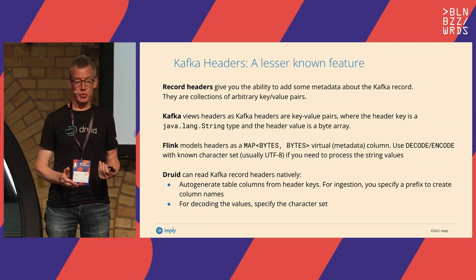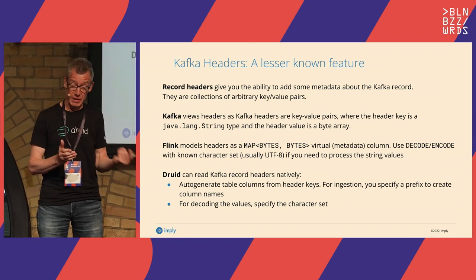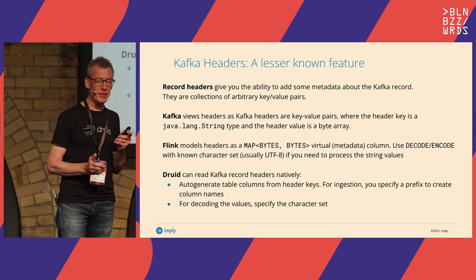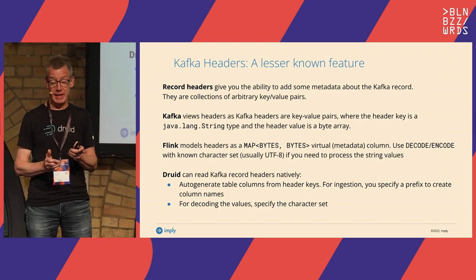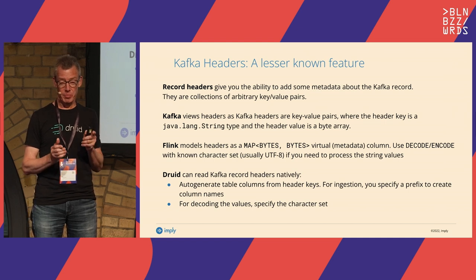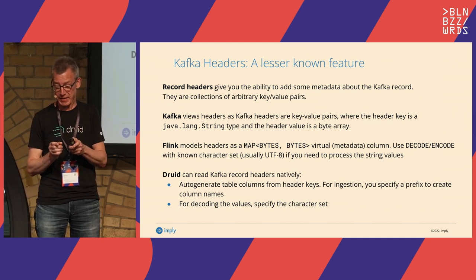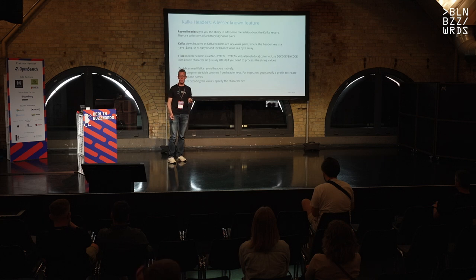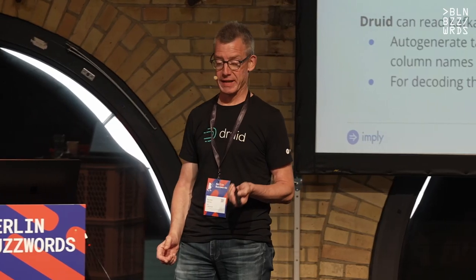It turns out you can supply your own headers. They are key value pairs, basically just sets of bytes, like Java strings. You can put these headers into Flink, and in Flink SQL you would model this as a column that is labeled metadata. You have to add a little bit of code there if you really want to do something with those headers, because Flink views them just as bytes. So you need to manually encode and decode these if you want to interpret them as strings. And that is the nice thing about Druid: Druid can also read those metadata fields and process them very effortlessly. I'm going to show all that.